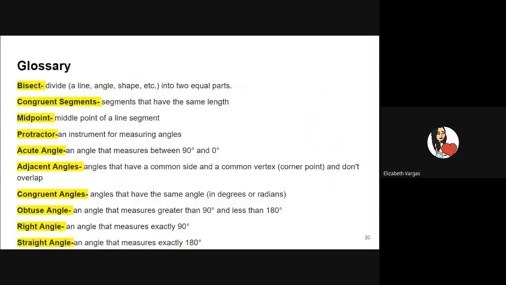Okay, so here are all the terms we went over today. We learned what a bisector is. Congruent segments are basically segments that have the same length. Learned what a midpoint is. It is the middle point of a line segment. A protractor, we learned how to use it. Acute angles, adjacent angles, congruent angles, obtuse angles, right angles, and straight angles. These are all terms we went over today. Does anyone have any questions about any of these terms?